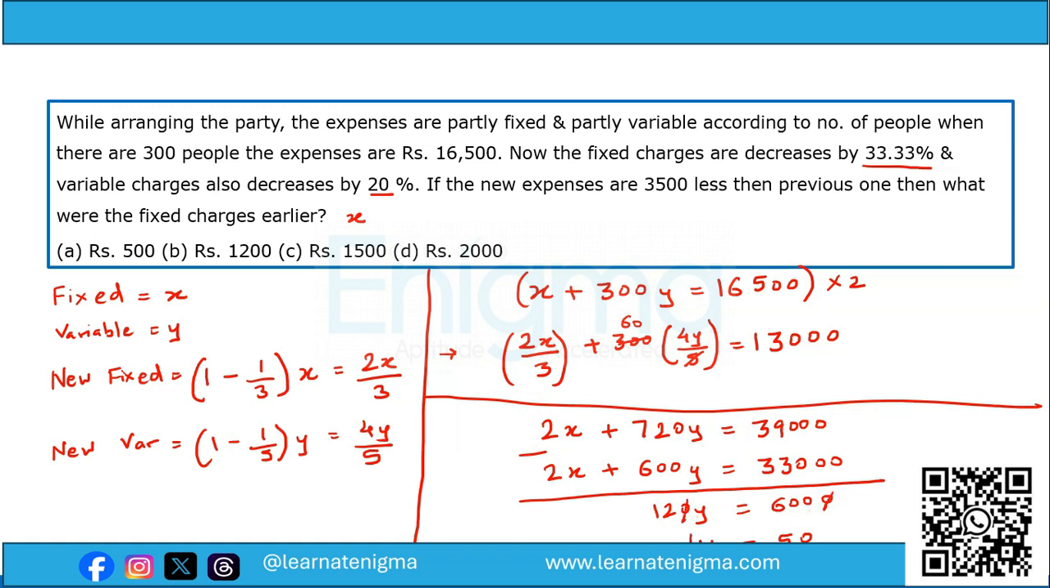Okay, now as y is 50, you can substitute the value of y in any of the equations. Okay, let's do it over here. So x plus 300 into y. So that becomes x plus 300 into 50, that is 15,000, is equal to 16,500. So 15,000 gets subtracted, we get the answer as x is equal to 1,500. So that's your answer.